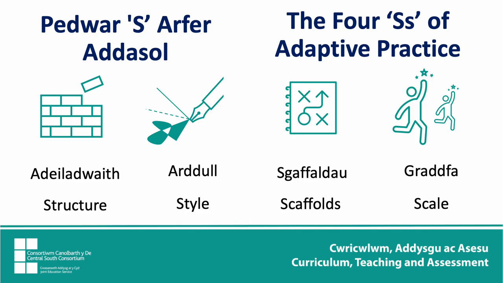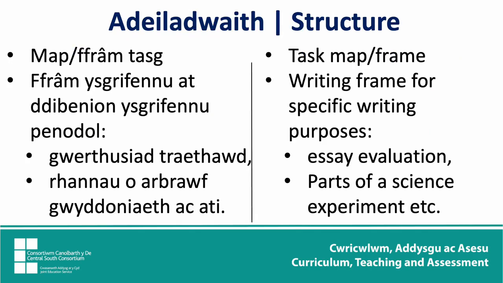So the first one here is structure. We want to think about how we're going to support structuring things, and that ultimately is taking some of the cognitive demand away from learners, because they have the framework and they just need to populate it. That's where we can have task maps or frames. We can have writing frames for specific writing purposes, because it doesn't just have to be genre writing, it could be things like an essay evaluation. And again, a writing frame doesn't have to be a full page. It could be a little structure strip. It could be a little set of bullet points, however you want to set it out.